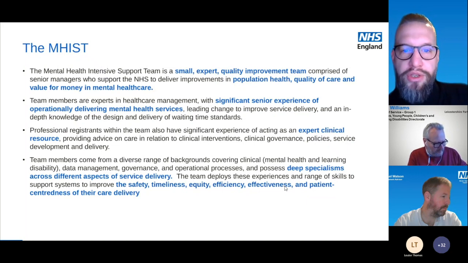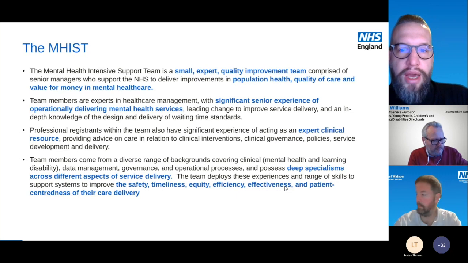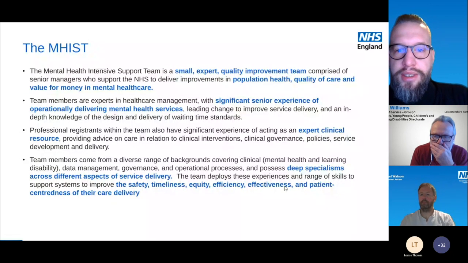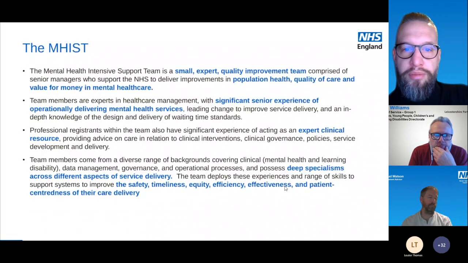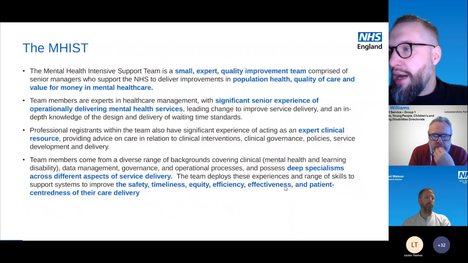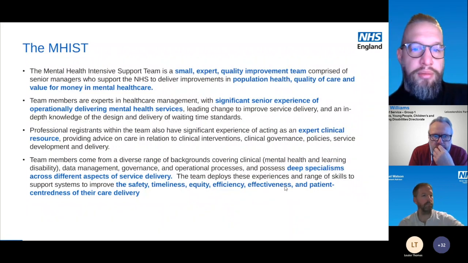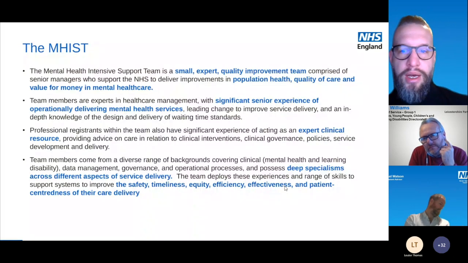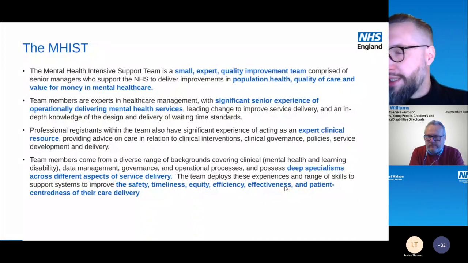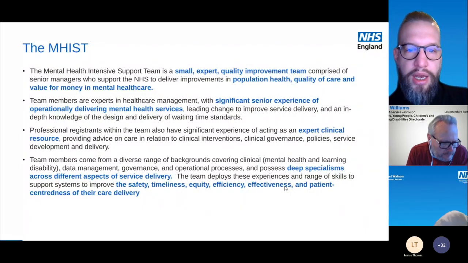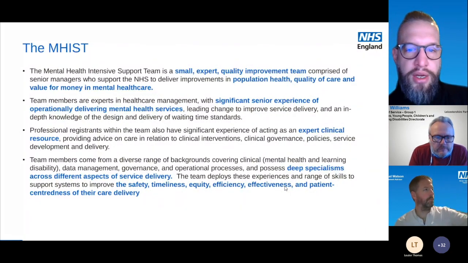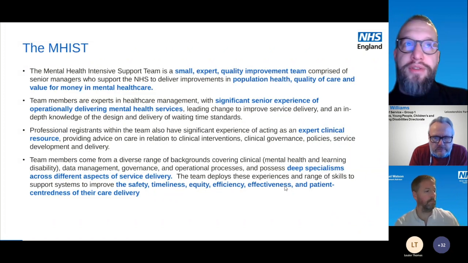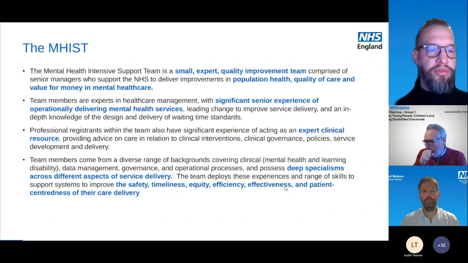We also have a number of professional registrants within the team who have specific and significant experience of being experts in their field and provide advice on care in relation to clinical interventions, how to work clinical governance, policies, etc. And as you've probably picked up from what I've been saying, we've got a range of backgrounds covering lots of different aspects of service provision.